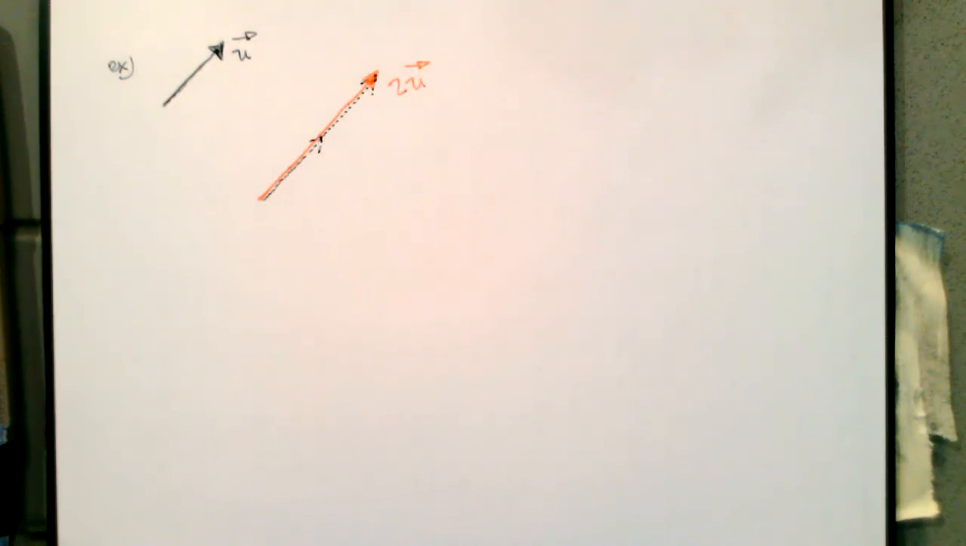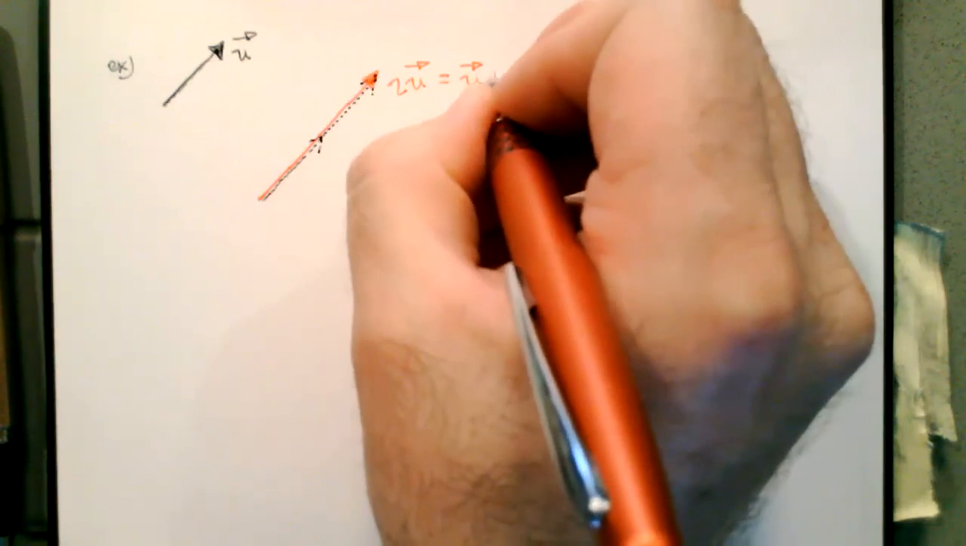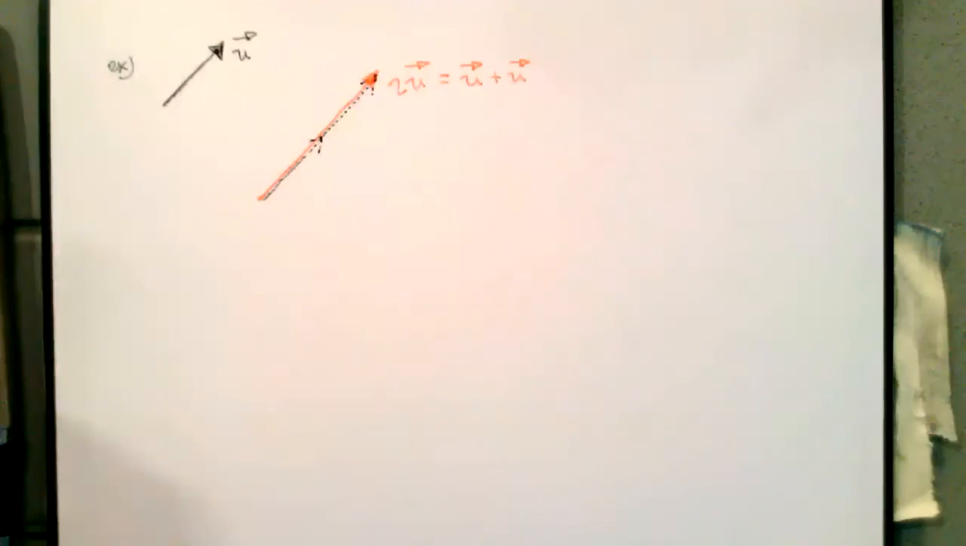We like our vector addition and our multiplication to work together. So it's good to note that 2u is just u plus u. So I'm glad things work out that way. Otherwise, we'd have a real mess on our hands here. We multiply by 2. We multiply the magnitude by 2. We scale up the magnitude by a factor of 2.